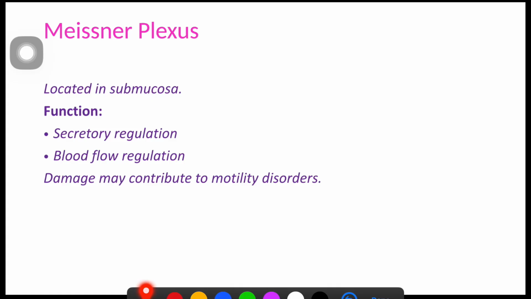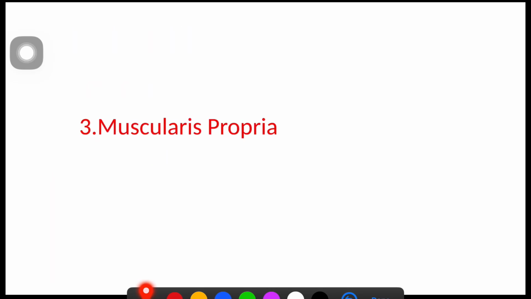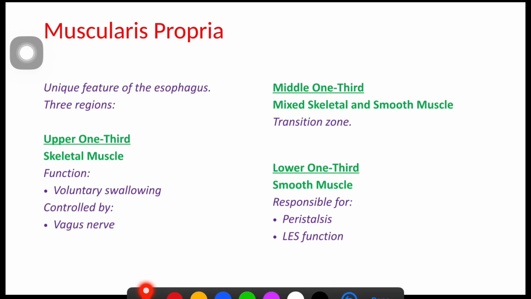Function: secretory regulation and blood flow regulation, and damage to this Meissner plexus leads to motility disorder. Now the third component of the esophagus is the muscularis propria, or proper muscle layer. A unique feature of the esophagus is that it contains three regions: the upper one third shows skeletal muscle, the middle one third contains mixed skeletal and smooth muscle, while the lower one third contains smooth muscle.